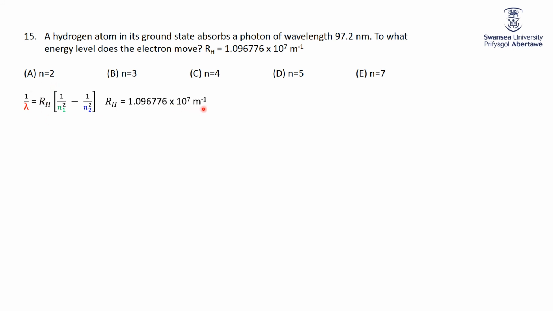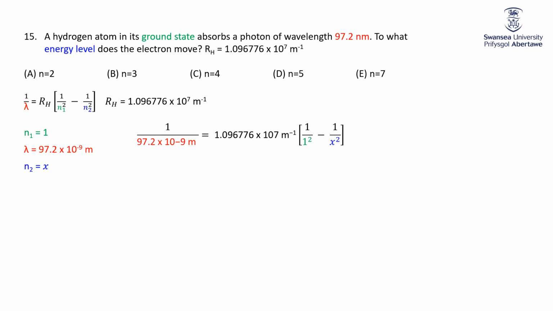Seeing as how the constant we're given is 1 over wavelength, let's say that this will be 1 over wavelength. And of course, we're told the wavelength, 97.2 nanometers. Okay, and as I said, ground state, so the first level, n1, is equal to 1. Well, lambda is 97.2 nanometers, but we don't want nanometers, we want meters. So we'll just replace that by 97.2, nano of course being times 10 to the minus 9.